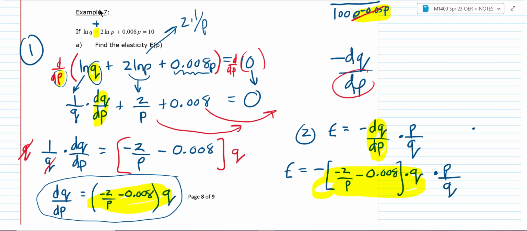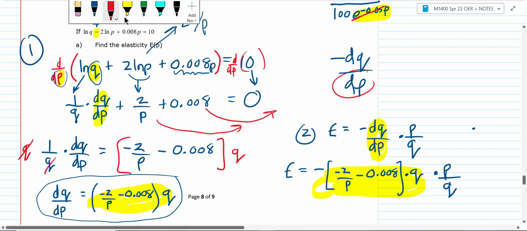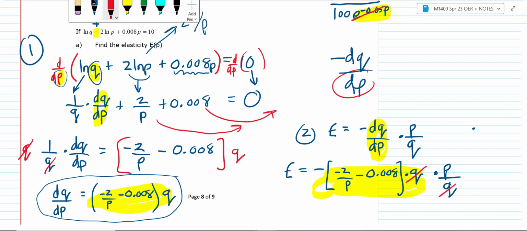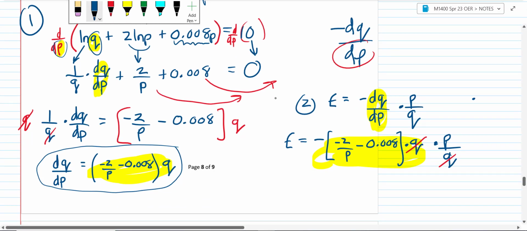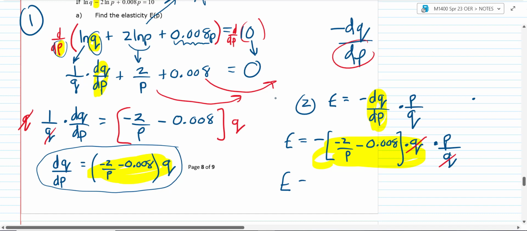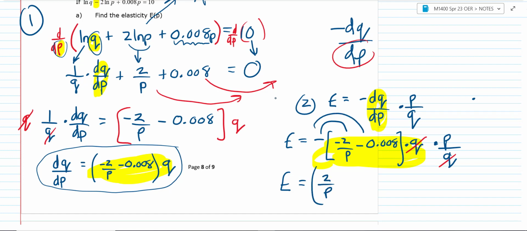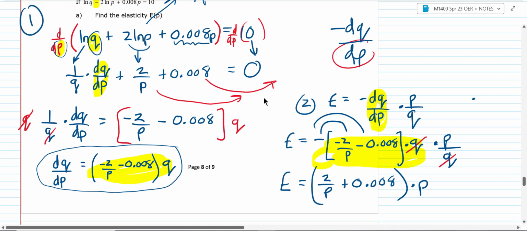What happens? Does anything cancel? Q does, exactly, good. So go ahead and wipe them out. That's in the numerator, that's in the denominator. Now we've got our elasticity. I'm going to carefully distribute that negative through the parentheses. So what I have is positive 2 over p, and then positive 0.008 times the p that is left over.